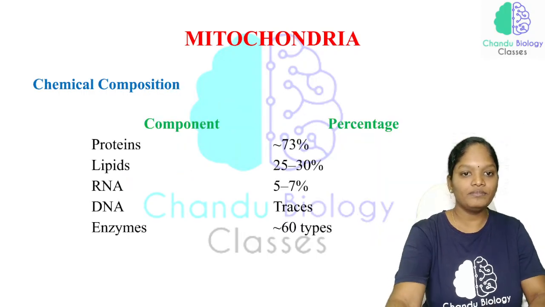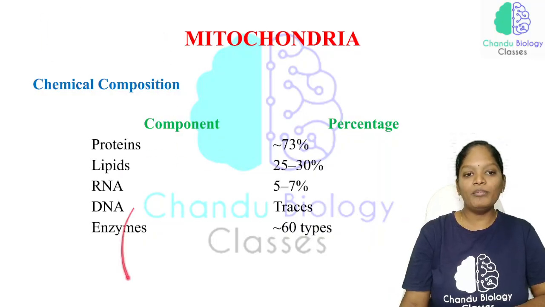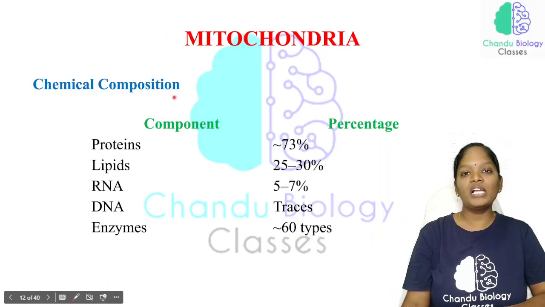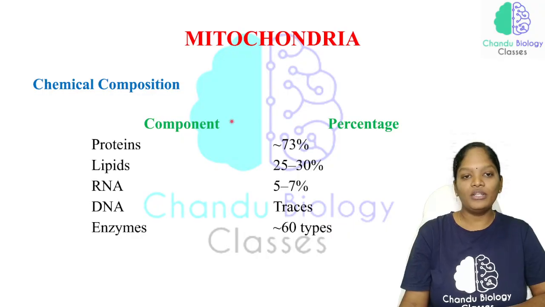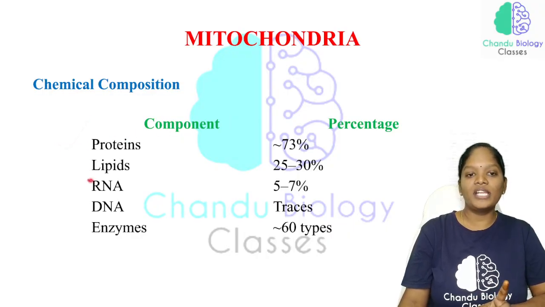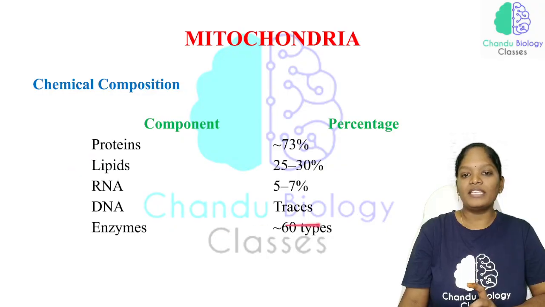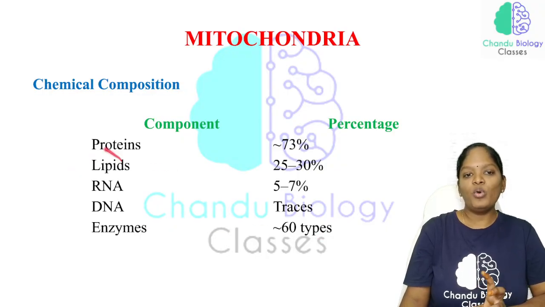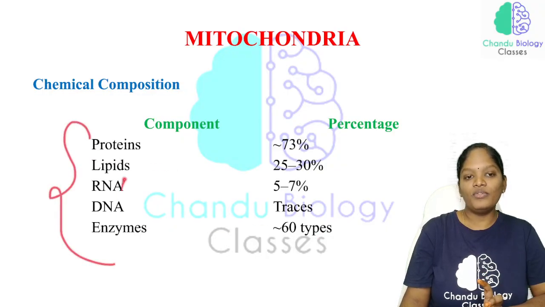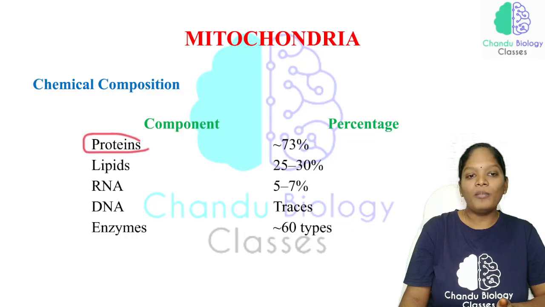Now, what is the chemical composition present in the mitochondria? What are all the components? We have proteins. The mitochondria has protein, lipid, RNA, DNA, and also enzymes. So we have this much chemical composition. When compared to all these things, the protein component has the highest percentage.